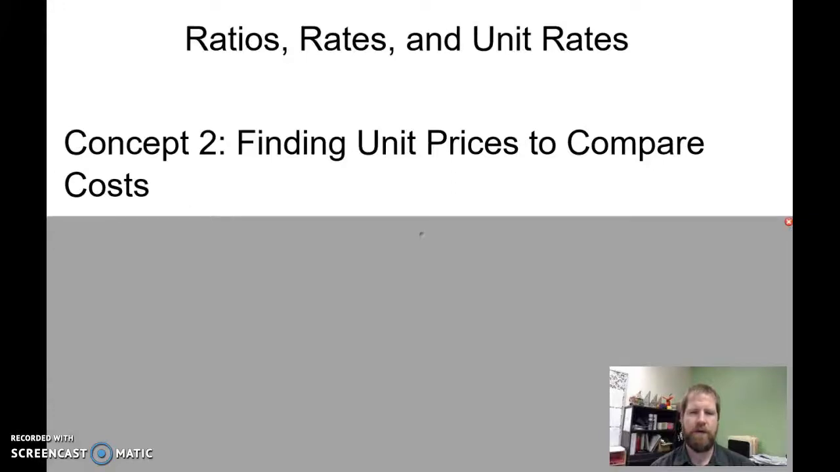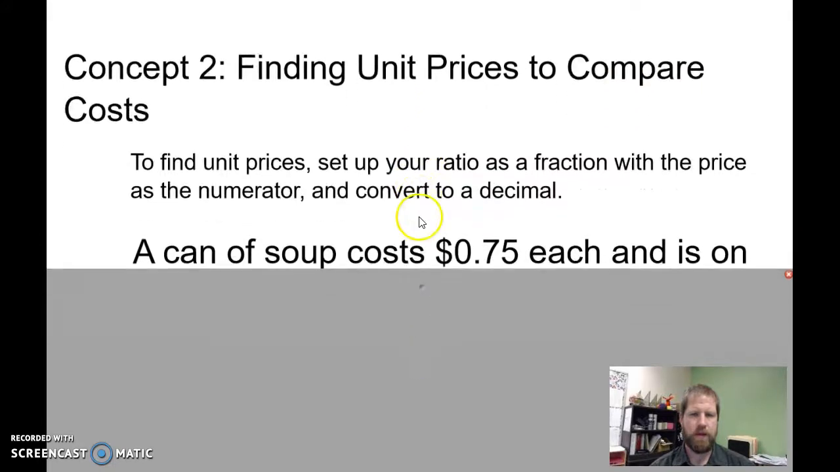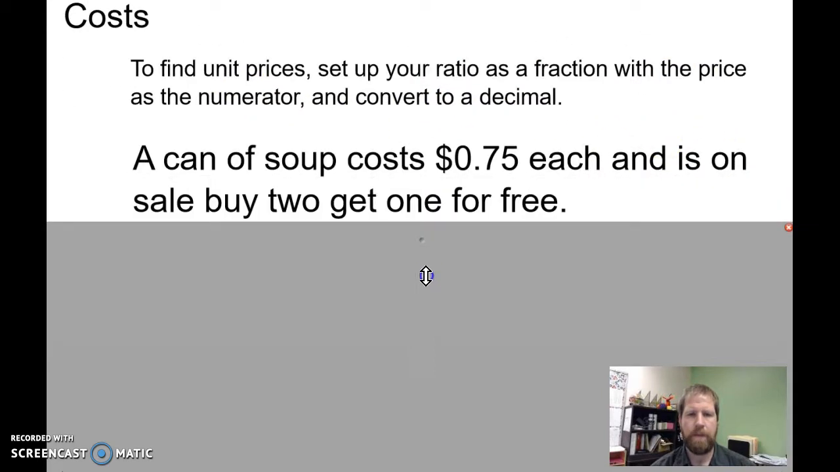Concept 2, finding unit prices to compare costs. Okay. So when you're looking to find a unit price, you do that the same way as converting a rate to a unit rate. Okay, you set up your ratio as a fraction. Make sure your price is in the numerator, because if your price is in the denominator, you're going to end up finding ounces per dollar or something like that, and it's going to be harder to compare. All right, so make sure your price is in the numerator and then convert it to a decimal.